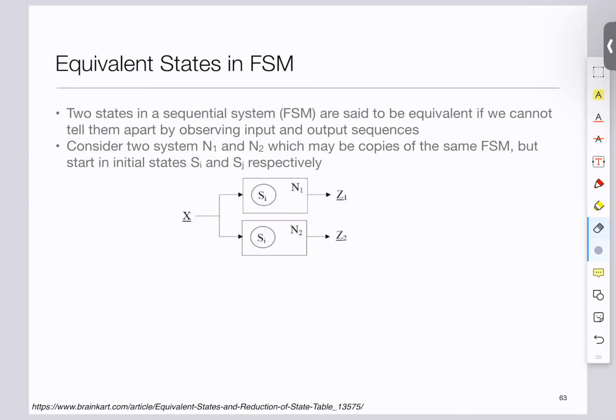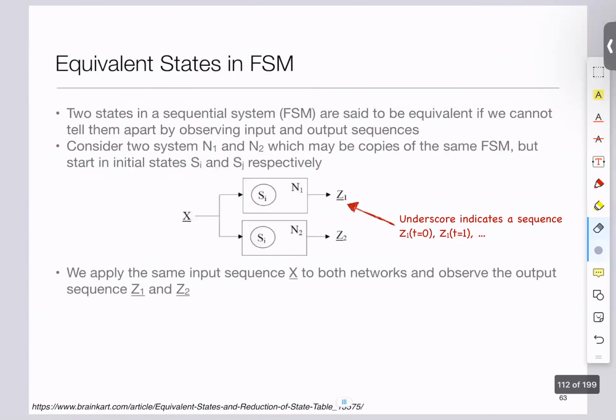So that's the notion of equivalence, right? There is no way to tell them apart by just looking at the output. And therefore, that means there is some redundancy in my state machine. So we apply the same input to both, and we end up getting the same output, and we do it for every possible same input. The claim is that whatever the input sequence, however long, there is no point at which you can tell them apart.